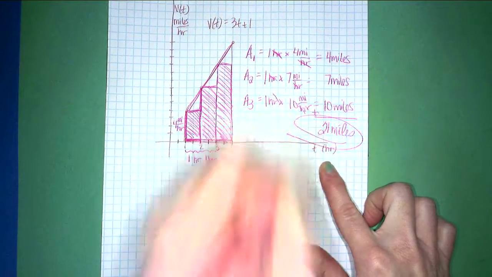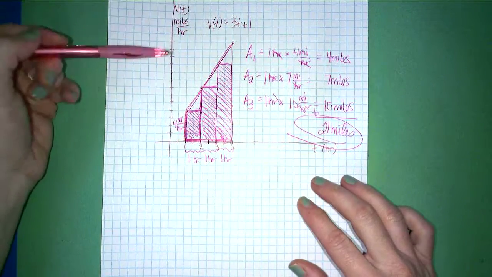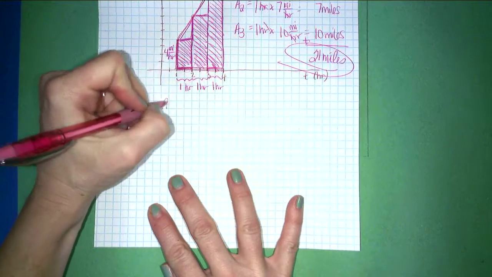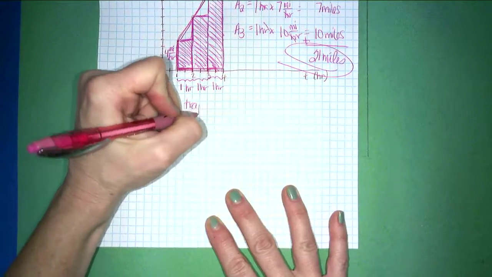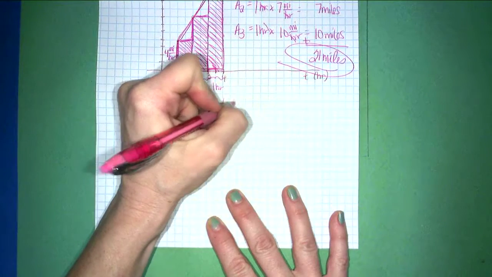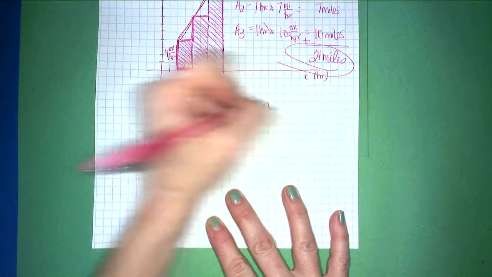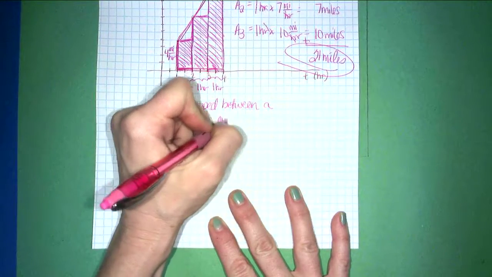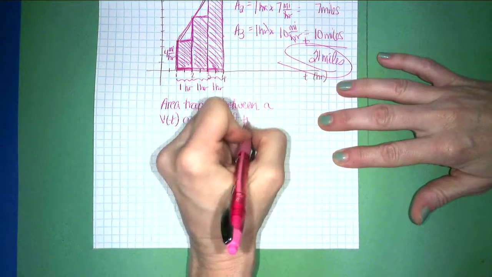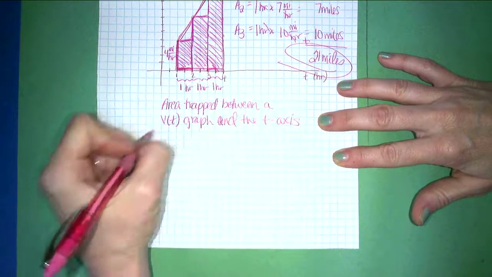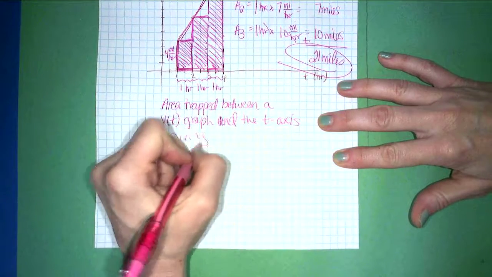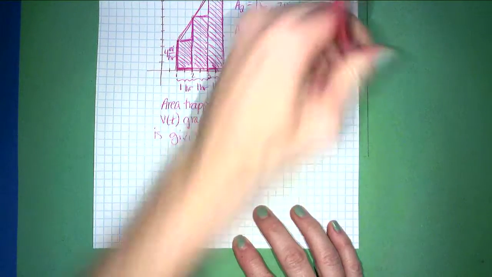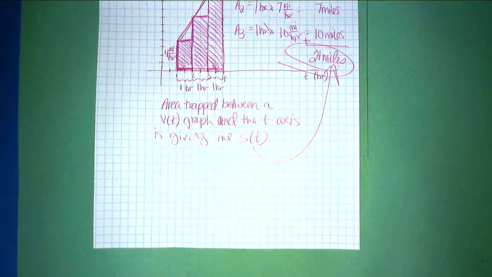What I'm really trying to drive home here is this fact. I'm going to write it right here. The area trapped between a v of t graph and the t-axis is giving me position. Position in miles. The area trapped between a v of t graph and the t-axis is giving me position.